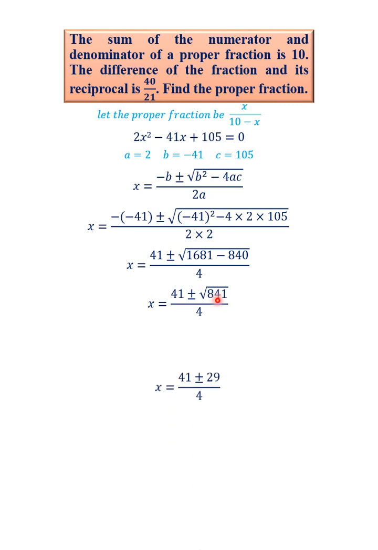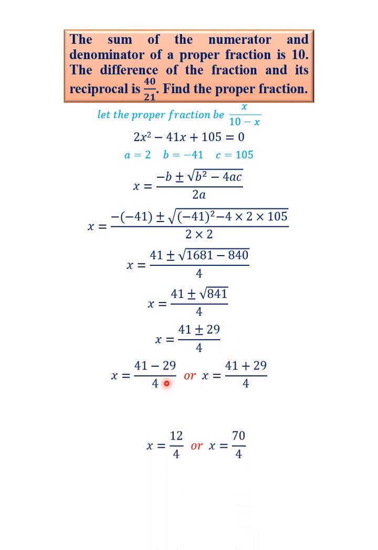The square root of 841 is 29, so x is equal to 41 plus or minus 29 all over 4. Plus or minus means x has two values. One takes the positive and the other takes the negative. So if we split it out, x equals 41 minus 29 all over 4 for the negative one, or x equals 41 plus 29 all over 4 for the positive value. 41 minus 29 gives us 12 all over 4, or 41 plus 29 gives us 70 all over 4. And if you do this division, x equals 3 or x equals 17.5.